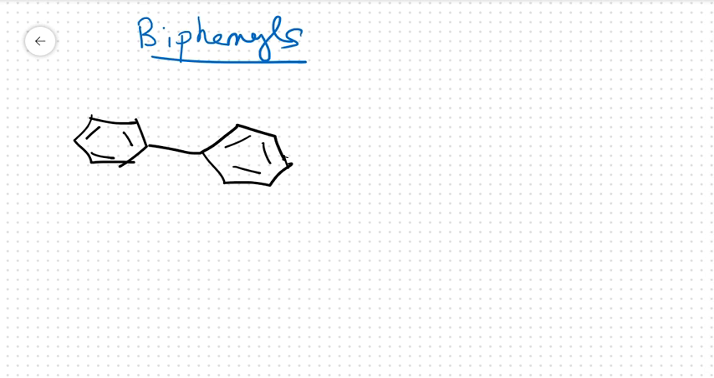This one. Okay, this is a biphenyl with H, SO3H, Br, and there is H. Since two smaller groups are there, there will be no steric hindrance between these biphenyls. Okay, so these two are small.